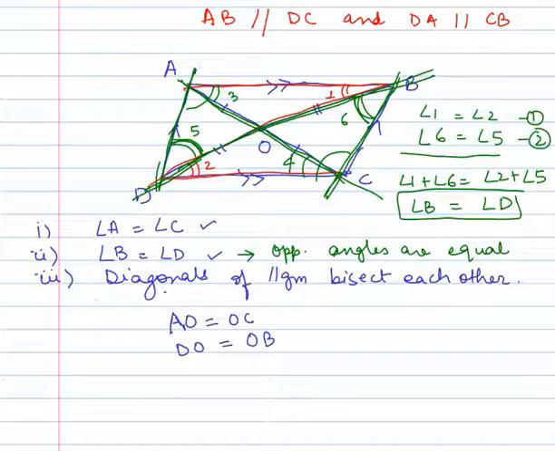And why the diagonals of a parallelogram bisect each other, this we will study in the next lecture with the help of congruency. We will study congruency first and then we will prove that the diagonals of a parallelogram bisect each other. With the help of congruency, we can also prove that opposite angles are equal. So in the next lecture, we will study a few points about congruency.